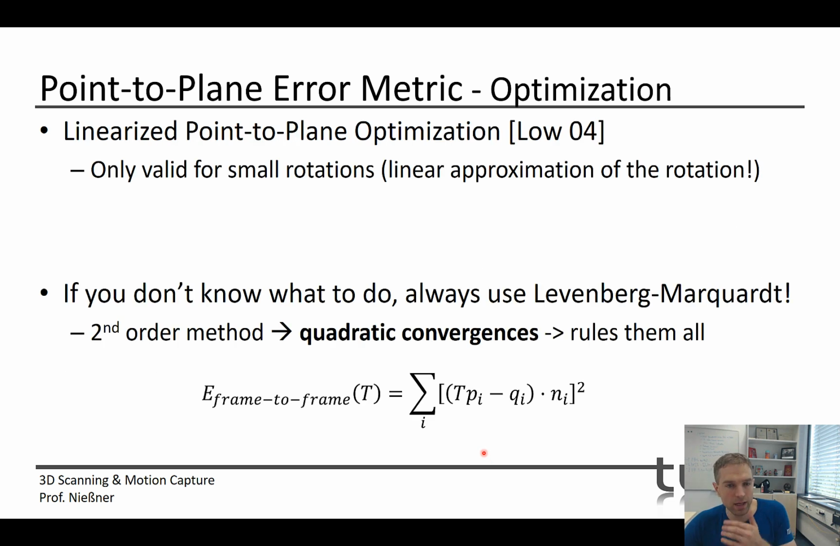Okay, there's some literature on this, and this is also what I'm going to give you later as homework to look at. This is the linearized point-to-plane literature, the Low paper. This only holds for small rotations, but in practice, if you do frame-to-frame ICP, this works. It's basically a linear approximation of the rotations, and they have a nice derivation of how to get there. I want you to look at this, and I'll provide the link at the end of the slide deck. Okay, there's another option.